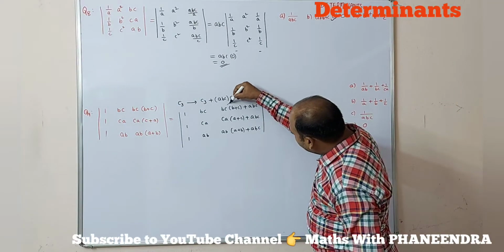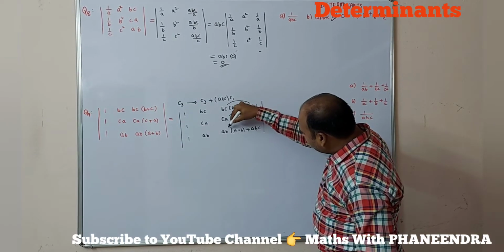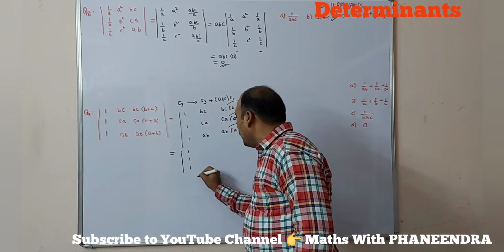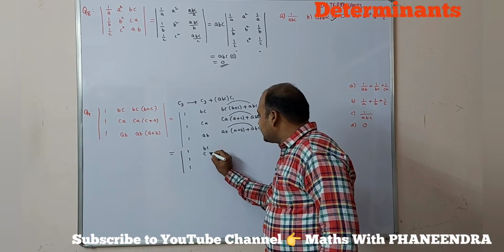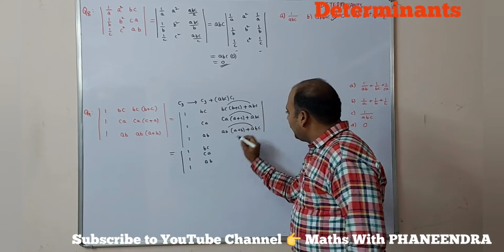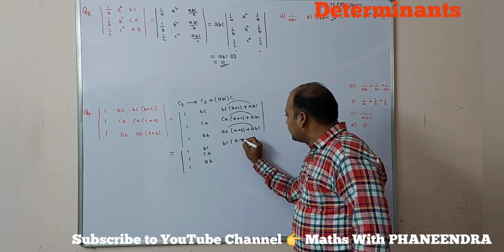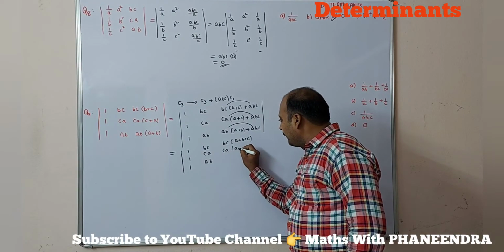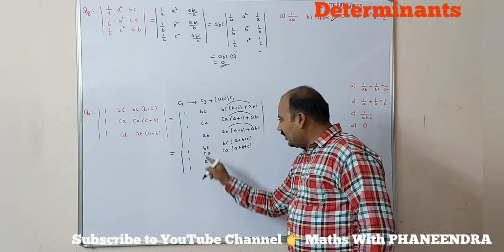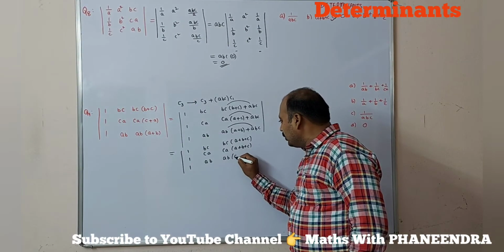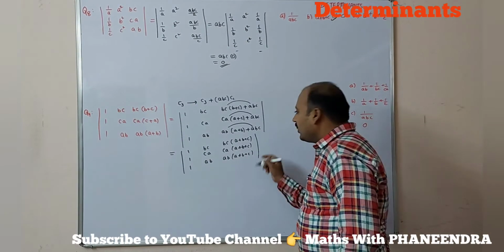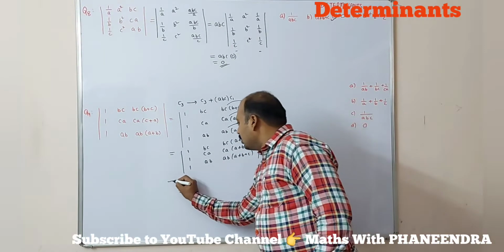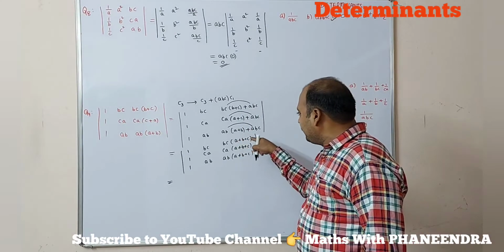So from here BC take common, from here CA take common, from here AB take common. It will become 1, 1, 1, BC, CA, AB. Here if you take out common BC, the rest of the term is A plus B plus C. If you take out common CA here, A plus B plus C. If you take out common AB from here, A plus B plus C. Now from the third column C3, A plus B plus C I am taking common.